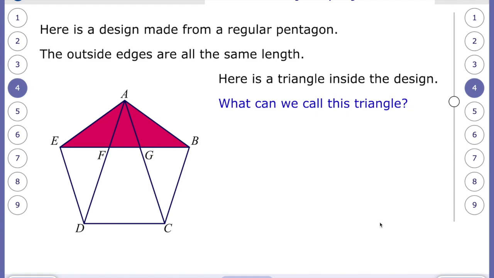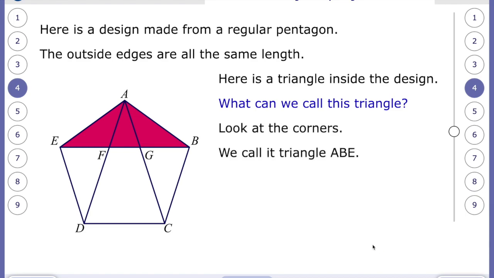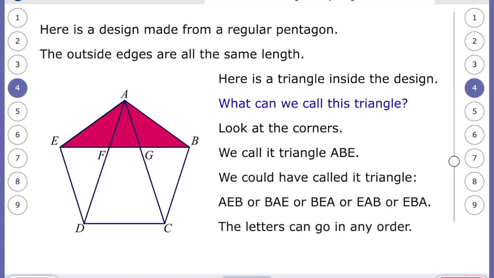Here is a triangle inside the design. Now, what could we call this triangle? We could call it the pinky-purpley triangle, but we're going to be more mathematical than that. We're going to call it triangle ABE, because that's the letters given to the corners of this triangle. Here's A, here's B, and here's E.